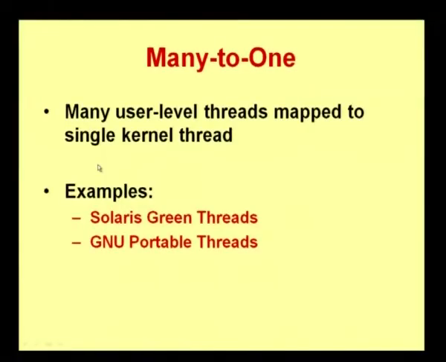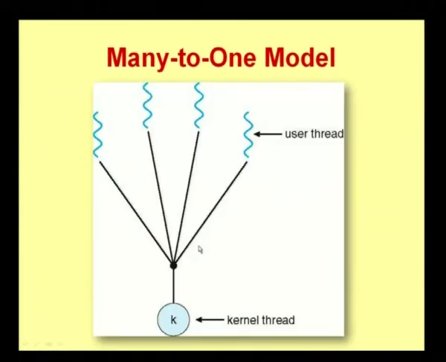What are the examples of the many-to-one model? Where has it been used? It is used in operating systems like Solaris Green Threads and GNU Portable Threads. So this is how it looks. These are the user threads created by the user, and this is the kernel thread.